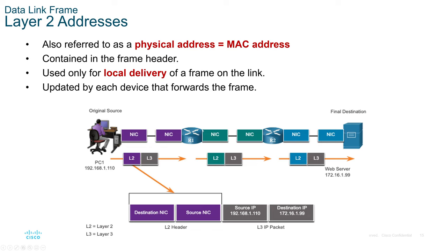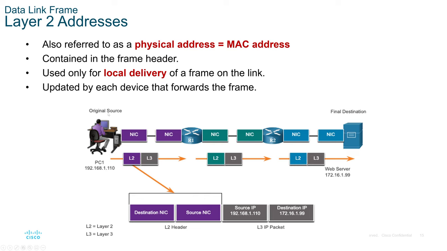But when that frame leaves that router and starts being sent to the next router, the source MAC address is going to be the right-hand side port of this router, and the destination MAC address is going to be the left-hand side port of the next router. So when the frame leaves router 1, the source MAC address is going to be the right-hand side port of this router, while the receiving port, in this case router 2's left-hand side port, is going to be the destination MAC address of that frame.